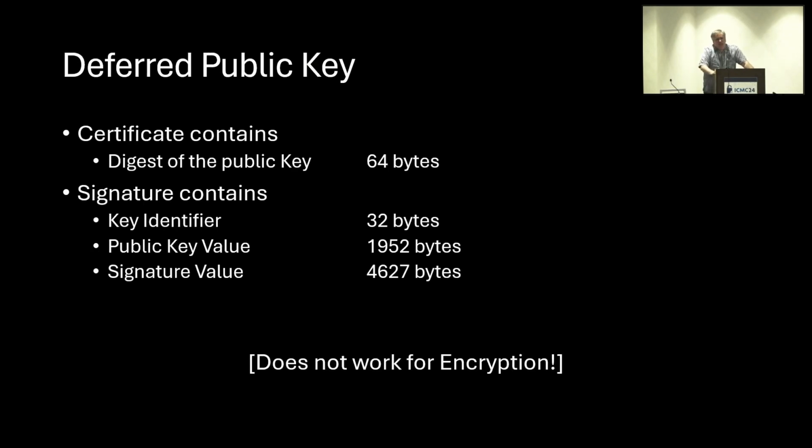So one of those things that I've been working on is deferred public key. You have a signature. You don't necessarily need to put the public key in the cert. You can put the digest of the public key in the cert, and then put the actual public key in the signature. And that means that instead of having 8 kilobytes of overhead for adding your ML-DSA keys, you're adding 64 bytes, which isn't that much.